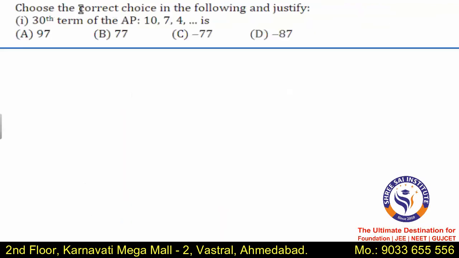In this question, we have to find the correct choice of the 30th term of the given AP. Here we are given 4 options and we have to find the 30th term of this given AP whose terms are 10, 7, 4 and so on. Let's begin with the solution.